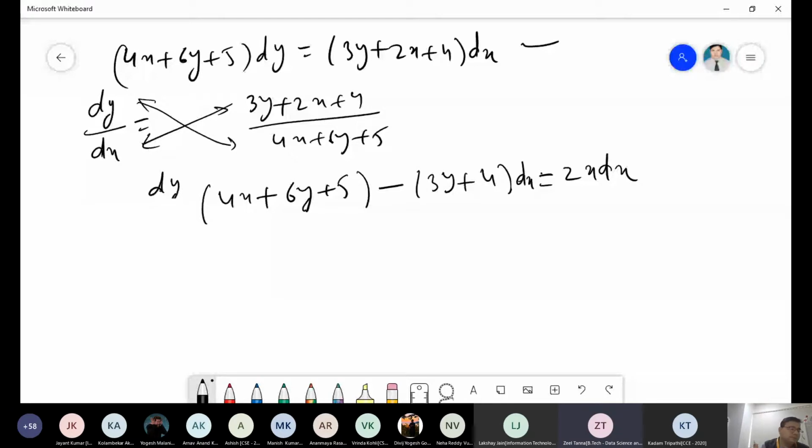Are you getting this answer? Yes, sir. Sir, it's 6y minus 3x minus 9 log (14x + 21y + 22). Minus 3x plus 6y or 6y minus 3x, what is the difference? No, sir, you said minus 7 by 9 log. Minus 9 by 7. Okay, sir. It is minus 9 by 7. Is it okay?